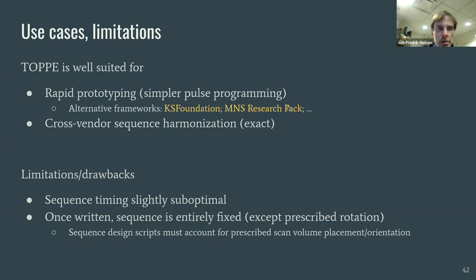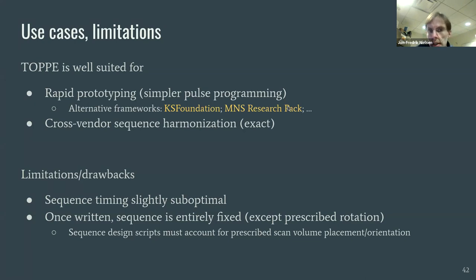Just to summarize what I see Toppy as being good for. It was originally developed for rapid prototyping, as a quick way to try complex sequences and to simplify the pulse programming language. There are really good alternatives to doing this. If you're just going to do this on GE, there's KS Foundation, and the great thing about that is it's an abstraction layer on top of EPIC, and it provides sequences that look and behave like built-in sequences. So it's more for clinical production type settings. And there's the MNS research pack, which is conceptually similar to Toppy, and that can do multinuclear spectroscopy as well. So that's another great option that's supported by GE.